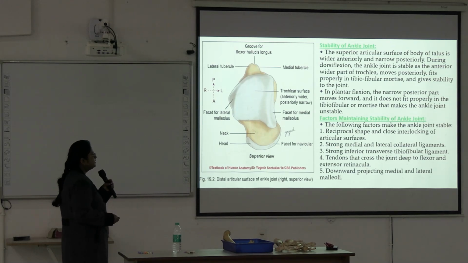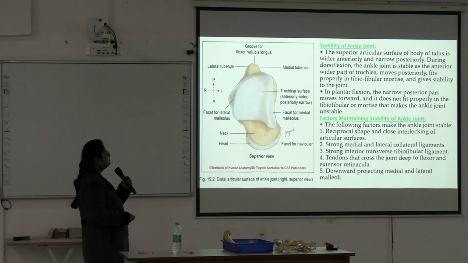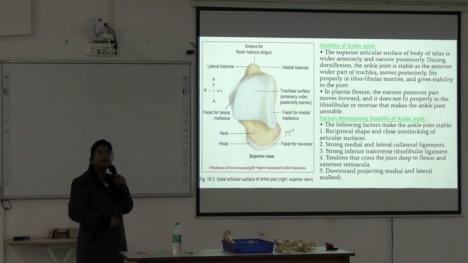The following factors make the joint stable: reciprocal shape and close interlocking of the articular surfaces, strong medial and lateral collateral ligaments, strong inferior transverse tibiofibular ligament, tendons that cross the joint deep to the flexor and extensor retinacula, and downward projecting medial and lateral malleoli. All these factors maintain the stability of the ankle joint. Okay, understood?